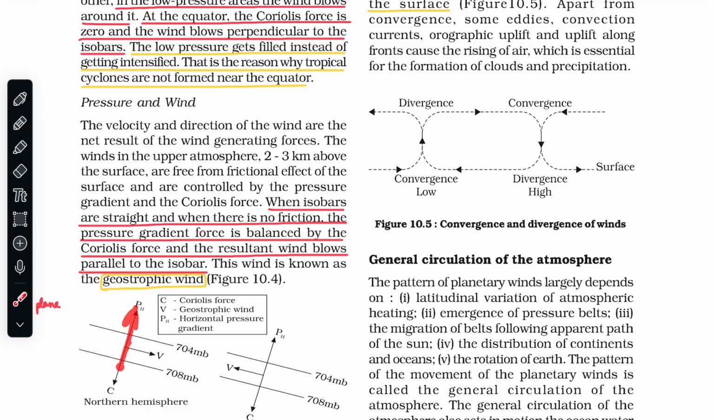So when the pressure gradient force is balanced by the Coriolis force, they both cancel each other out, and the resultant wind blows parallel to the isobar. In the northern hemisphere, as we see, wind blows towards the right, and here towards the left. So the wind which blows parallel to the isobars because of the net effect of the pressure gradient force and the Coriolis force cancelling each other out is known as the geostrophic wind.